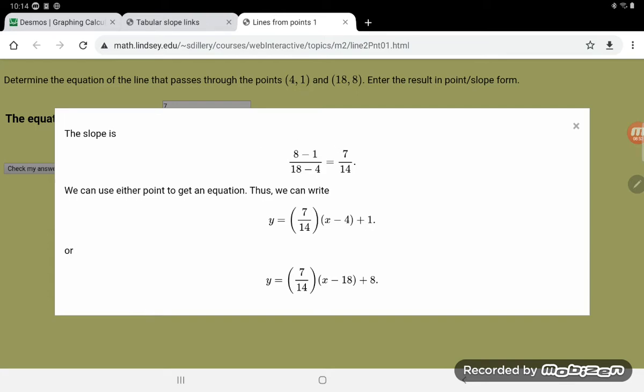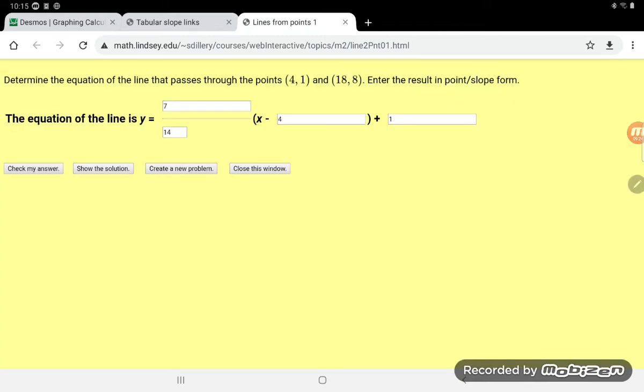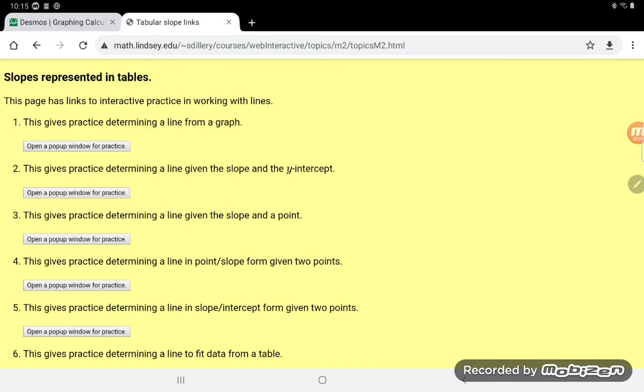And so there we see our slope, 8 minus 1 over 18 minus 4, 7/14, and it just leaves it as 7/14. And we could have used either point, so we could have what I did, which was that one, the x minus 4 and the plus 1, or we could have used that one and done the x minus 18 and the plus 8. Okay. So let's close that and close this.